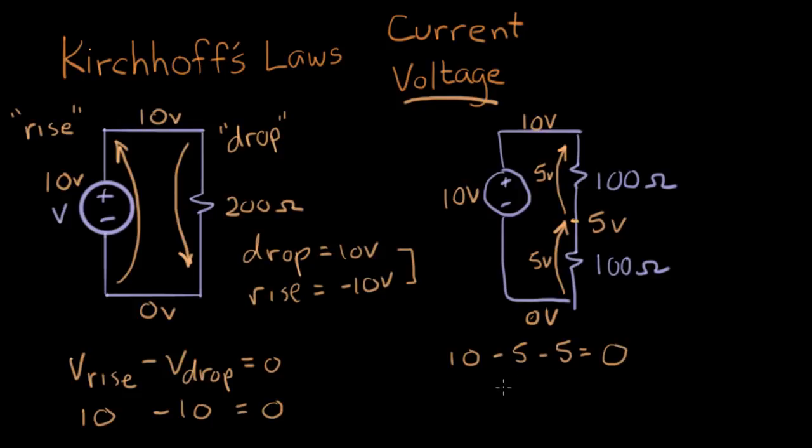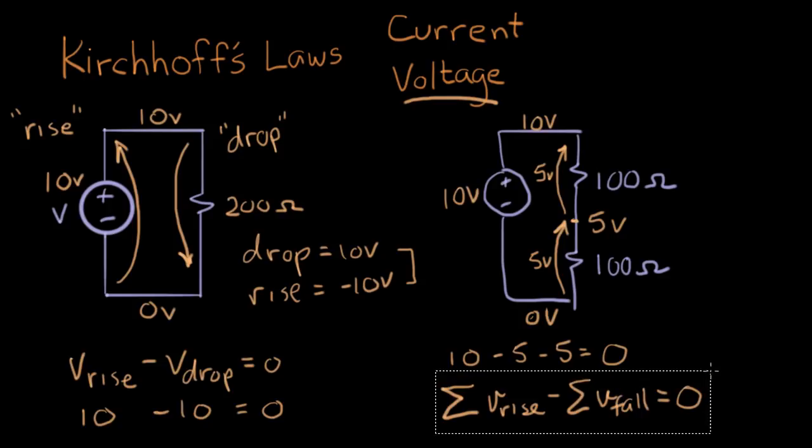All right, so I can generalize this. We could say this in general. We can do the summation, that's the summation symbol, of the V rise minus the sum of the V fall equals 0. This is a form of Kirchhoff's voltage law. The sum of the voltage rises minus the sum of the voltage falls is always equal to 0.